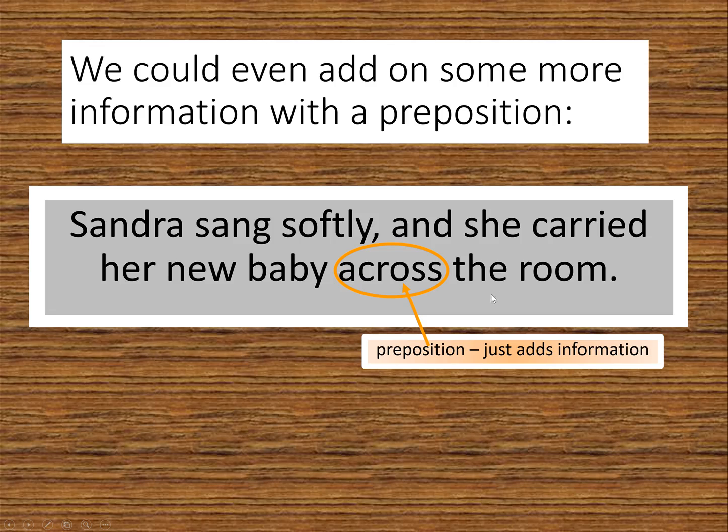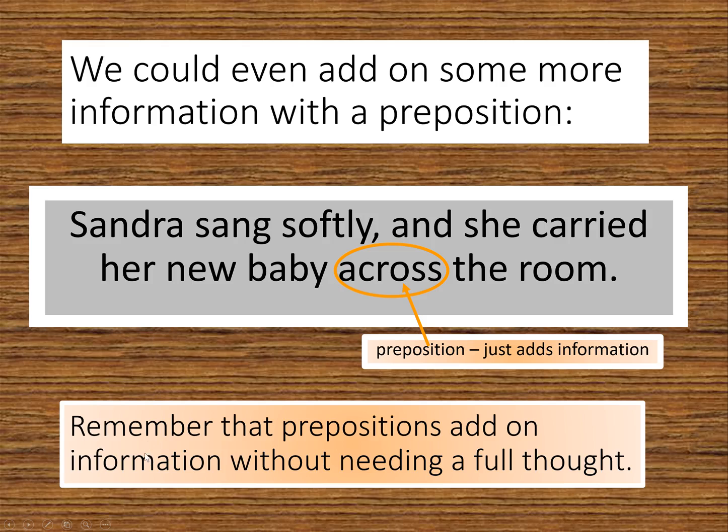And something really important here is the best way to use a preposition is at the end, right? You would never start a sentence with a preposition, because starting with a preposition will not get you a full sentence. Using a preposition just means that you add a couple of words on, right? Not a full sentence at all. You just add a couple of words on just to add some more information or some more detail. So remember that prepositions add on information without needing a full thought, right? When we've got a full thought, that means we've got a full sentence. So the easiest way to use them is towards the end of a sentence.